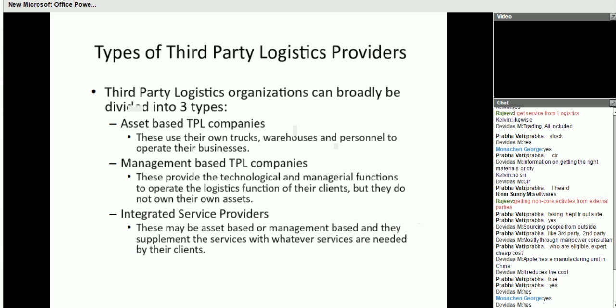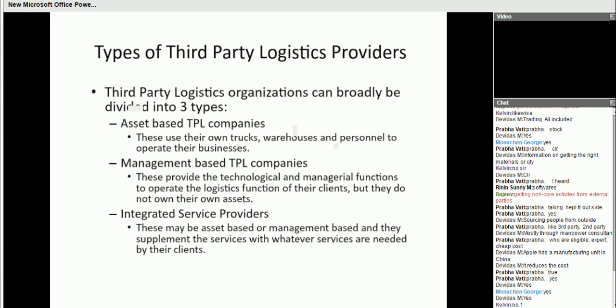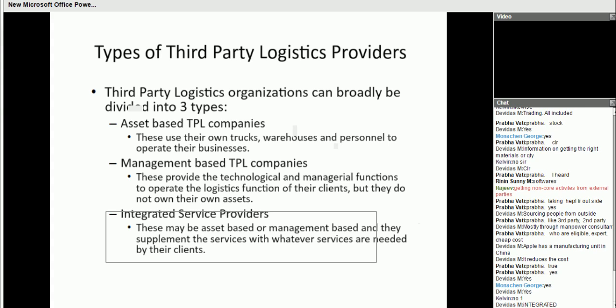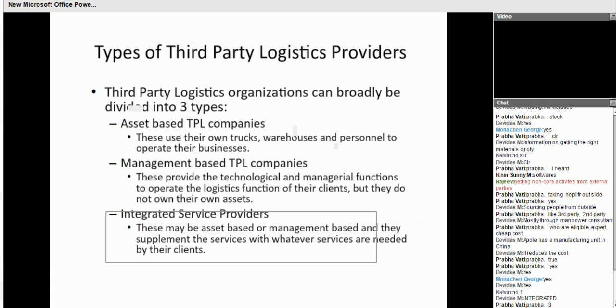So, which one is the best? Out of these three, which type of third-party logistic company is best? Asset-based, management-based, or integrated service providers? I think number 3 is the best, because number 3 is a mixture of both the first and the second one. They supplement their service with whatever services are needed by their customers. So number 3 is the best.